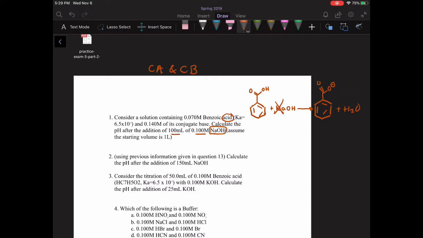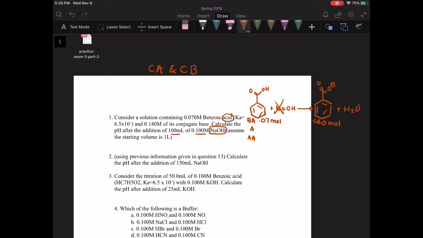So what you want to do is do an addition table. So before addition, the addition, and the after addition. And this will sort of show us the difference in moles, because this is what's changing here. It's a stoichiometry sort of throwback. So before the addition of the base, I have 0.07 moles of benzoic acid, and I have 0.140 moles of the benzoate, sodium benzoate, right?